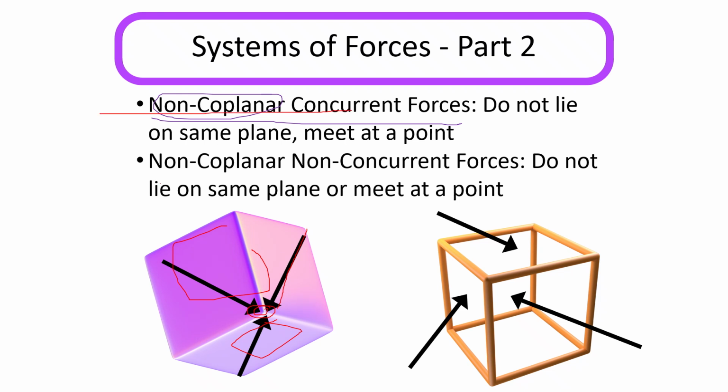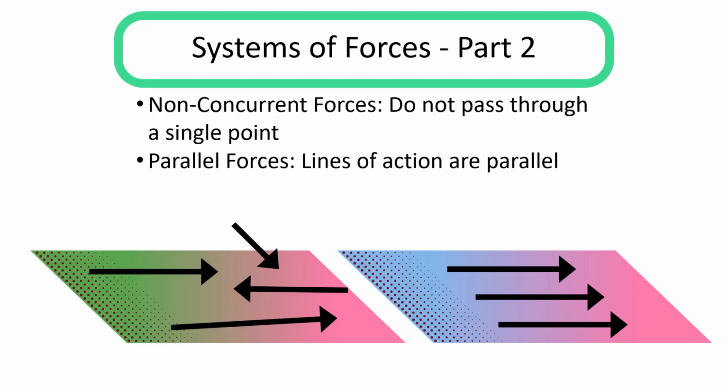And the next one is non-coplanar non-concurrent forces. It means that all the forces will be in different planes, and they will not meet at a single point. Suppose that in this plane, this force is acting, in this plane, this force is acting, but they are not coinciding or meeting at a point. In this plane, this force is acting, but it will not meet at that point. So this will be non-coplanar non-concurrent forces.